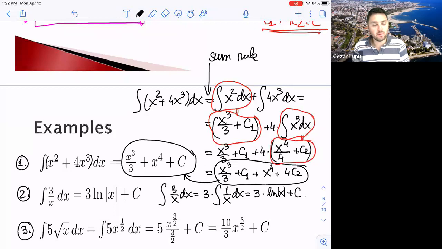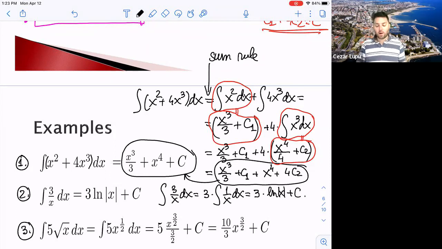So I would like to compute the integral of this function, 5 times the square root of x dx. Well, no problem. We said that the square root of x can also be written as x to the power 1/2. So I'm going to do that. And once we do this, we're going to have that this is equal to the integral of 5 times x to the power 1/2 dx.